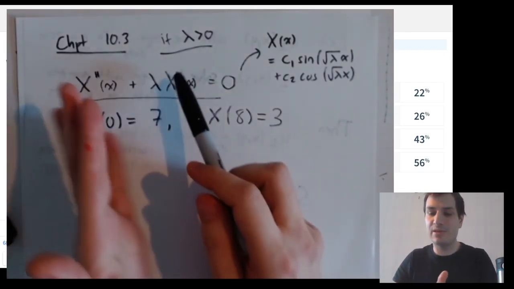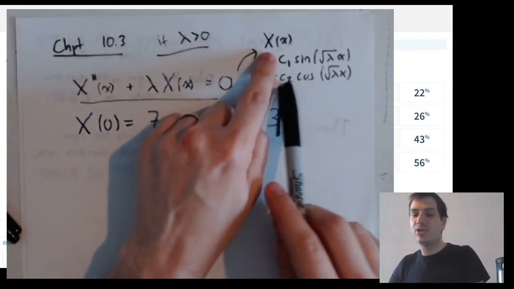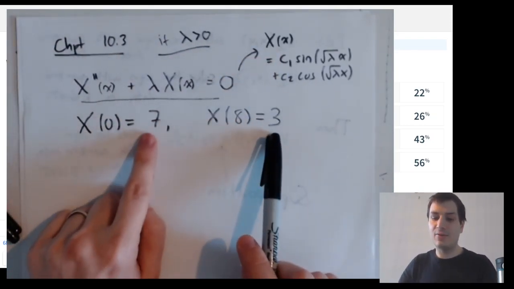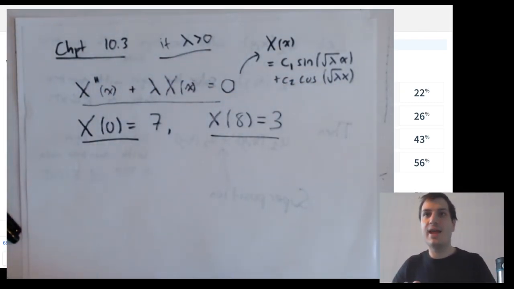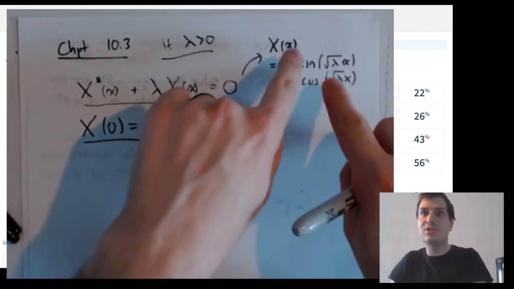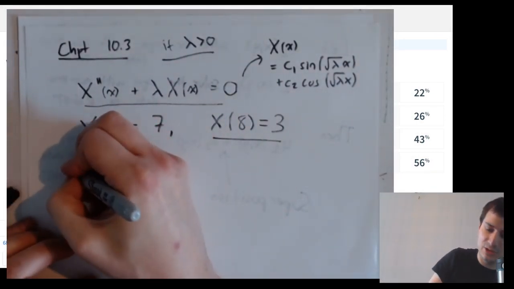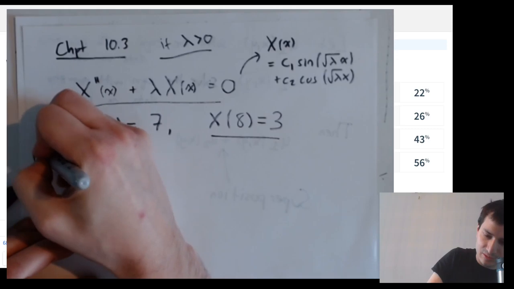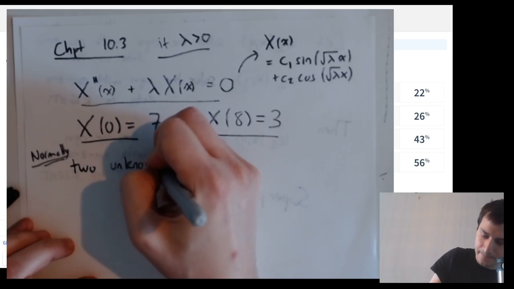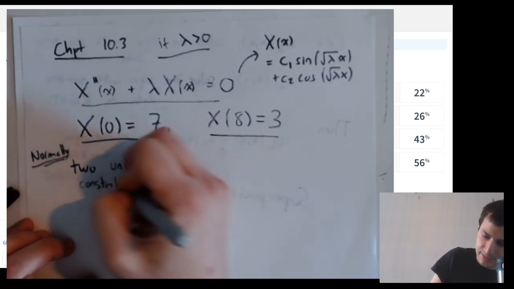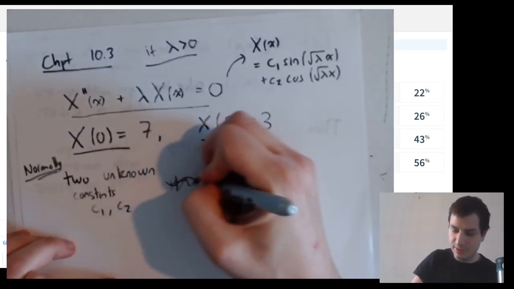It turns out lambda bigger than 0 is the most important case, so that's why I'm going to do it here. This is what we did in chapter 10.3. There were two unknown constants, C1 and C2, and there were two pieces of data, x of 0 and x of 8. When you have two pieces of information and two unknown constants, normally you can rearrange the equations and solve.